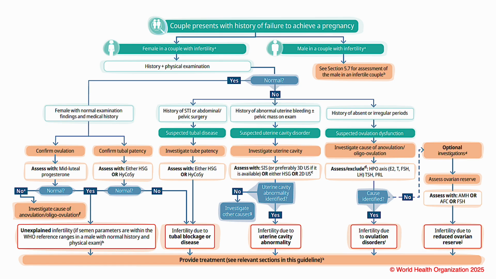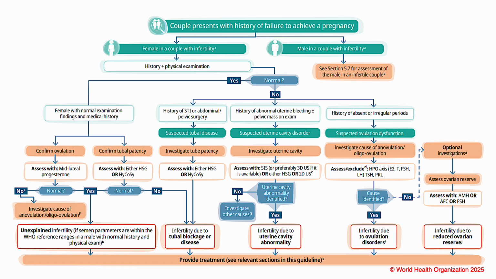And if both are normal, the tubal patency and ovulation, then the unexplained infertility is labeled. What is the method to do tubal patency? Either HSG or HyCoSy. So this is new. HyCoSy is equivalent to HSG, both can be used. HSG has the problems with radiation exposure, while HyCoSy has no radiation exposure.